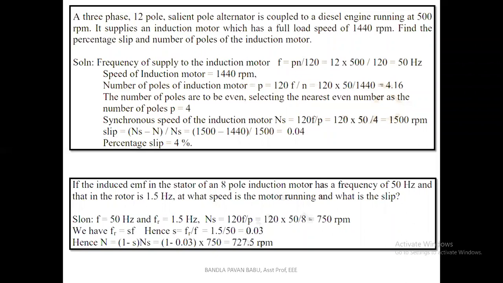So the supply frequency is given, the rotor frequency is given, and they have given the poles. We need to find the slip. So f equal to 50 and fr equal to 1.5 Hz. Ns, the synchronous speed, equal to 120 f by p. Substituting the values, 120 into 50 by 8 equal to 750 rpm. As per the formula, fr equal to s into f, so the rotor frequency is equal to slip into supply frequency. From that equation, we found slip equal to 0.03.